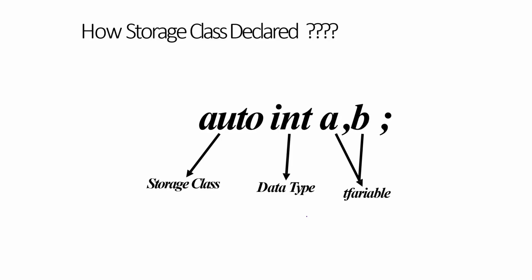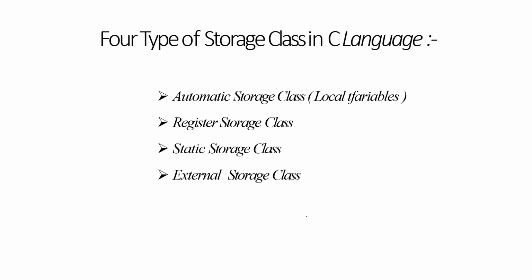So let's come back to the storage classes one by one. First of all, how is a storage class declared? We declare a storage class in this way. By the way, the keyword for the automatic storage class is auto. The keyword for register storage class is register. Static storage class is static. And external storage class is extern.